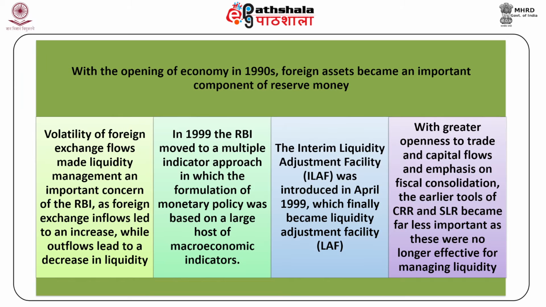So, the interim liquidity adjustment facility, that is ILAF, was introduced in April 1999, which finally became the liquidity adjustment facility, that is LAF, with greater openness to trade and capital flows and emphasis on fiscal consolidation. The earlier tools of CRR and SLR became far less important as they were no longer effective for managing liquidity. Another important change introduced at this time was the emergence of the repo and reverse repo rates as the primary policy interest rates of RBI.